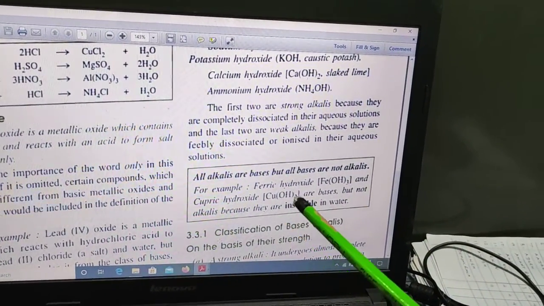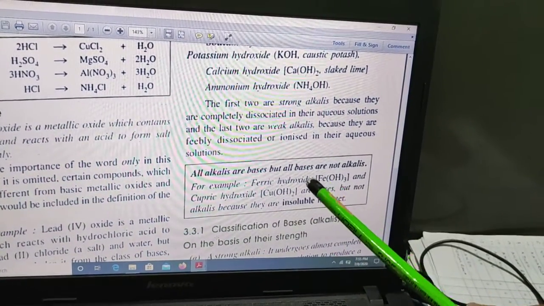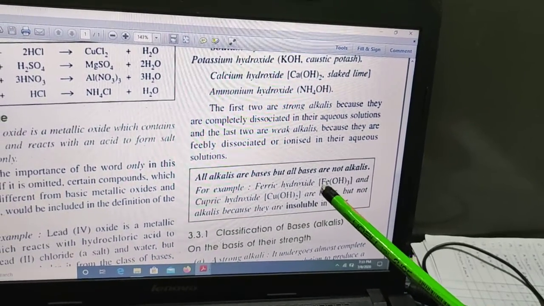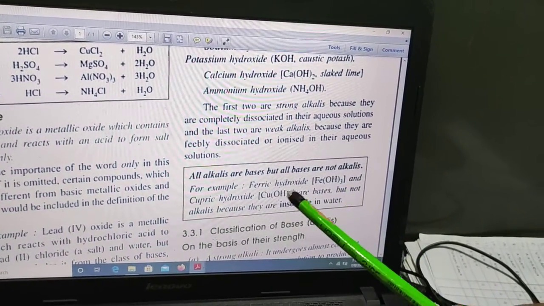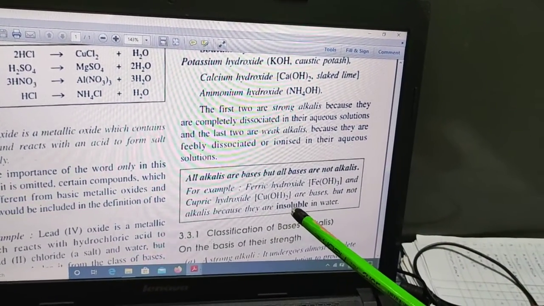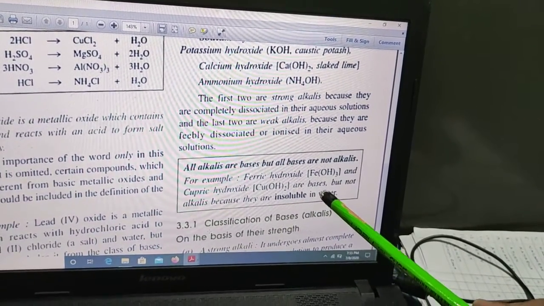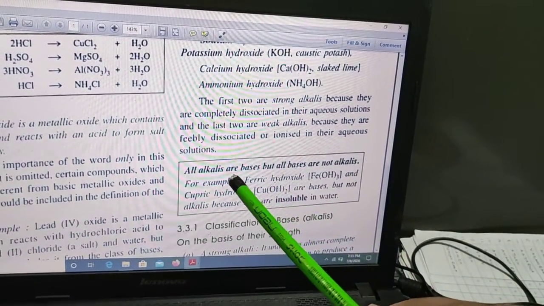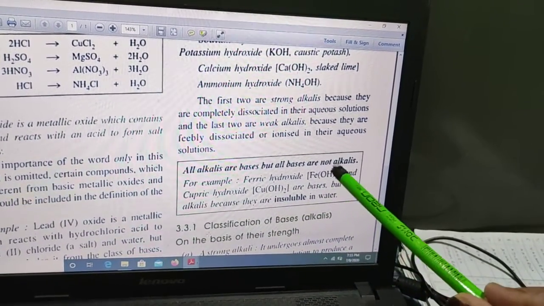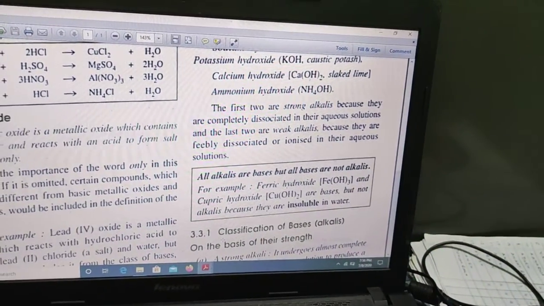For example, ferric hydroxide and cupric hydroxide are bases. They are bases because both of them have got hydroxide, but they are not alkalis because they are insoluble in water. Got my point? So we can say all alkalis are bases, but all bases are not alkalis because these two are bases, but they are not alkalis since they are not soluble in water.